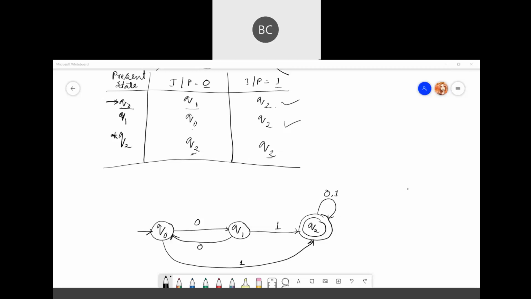Is this example clear? A transition table is given, and you need to map the given input to the next state, and accordingly you have to draw the DFA.